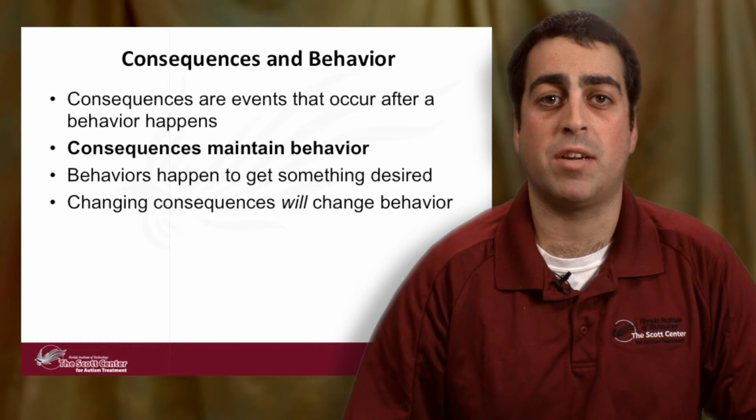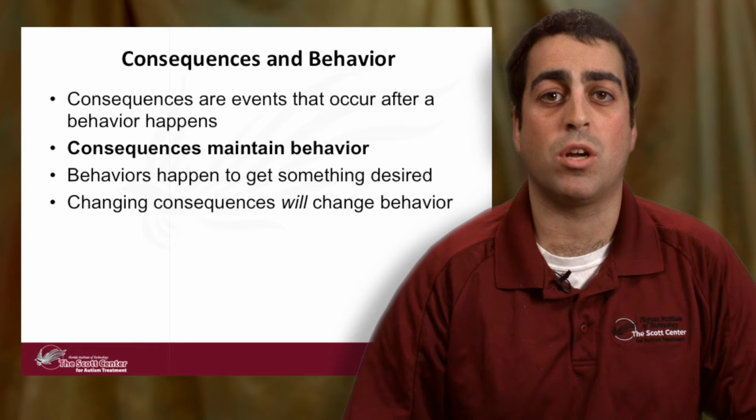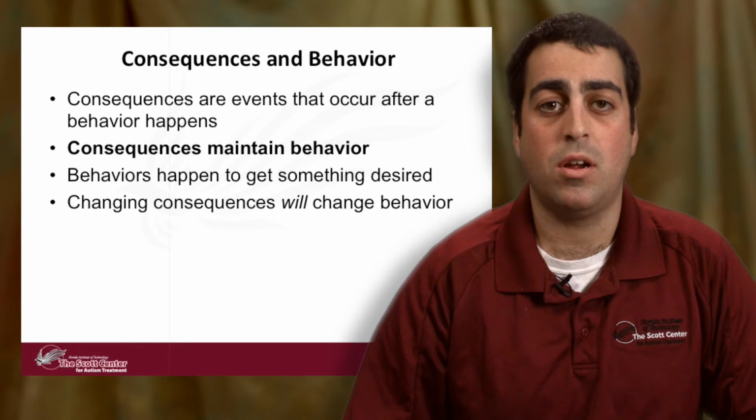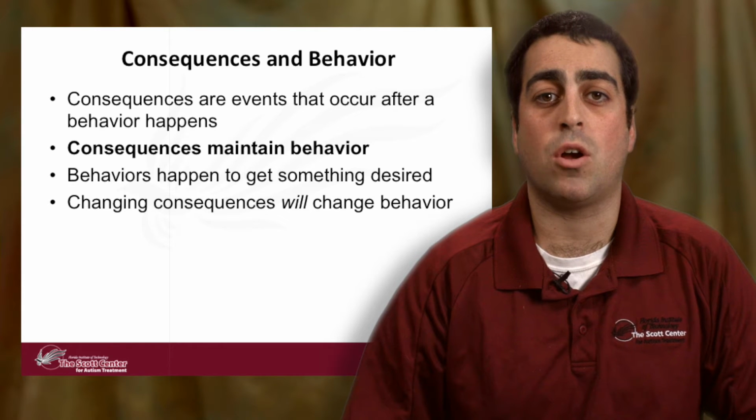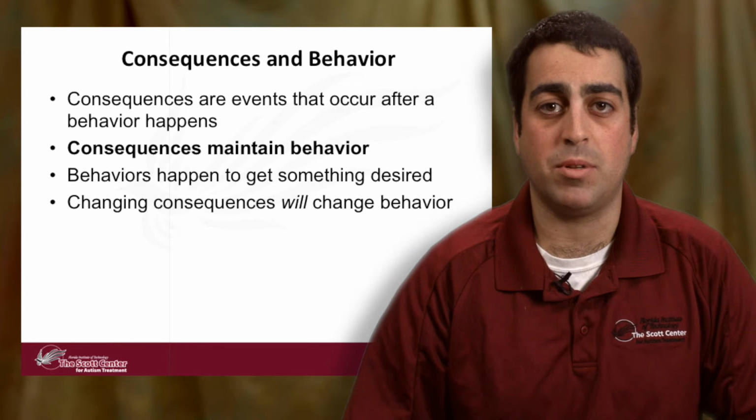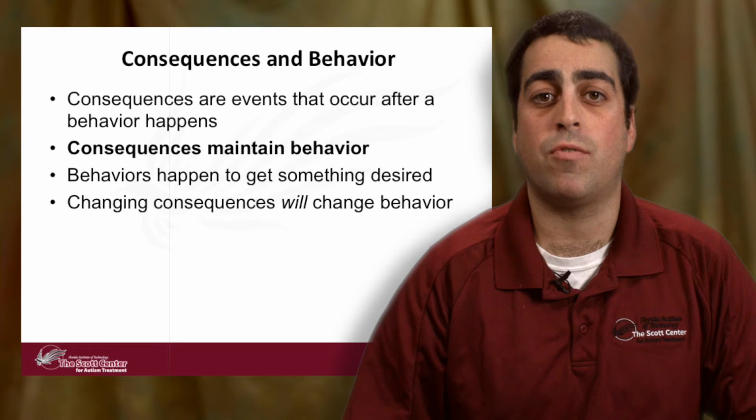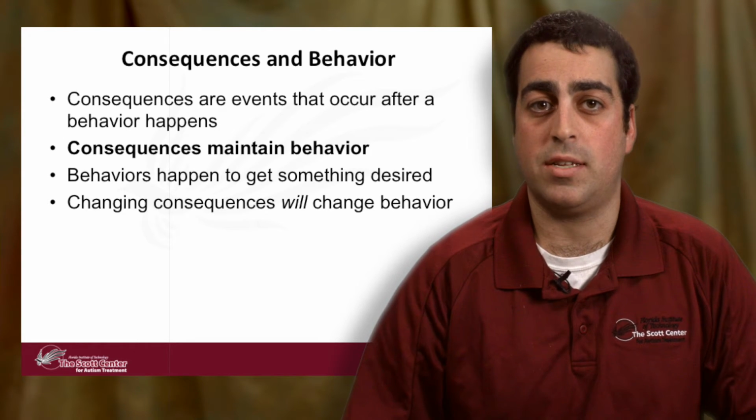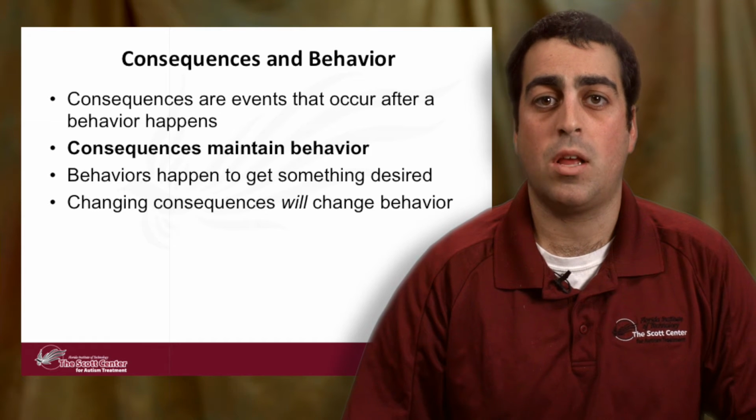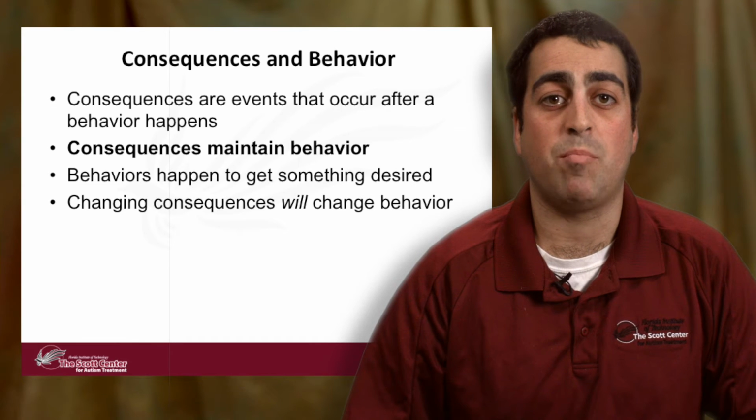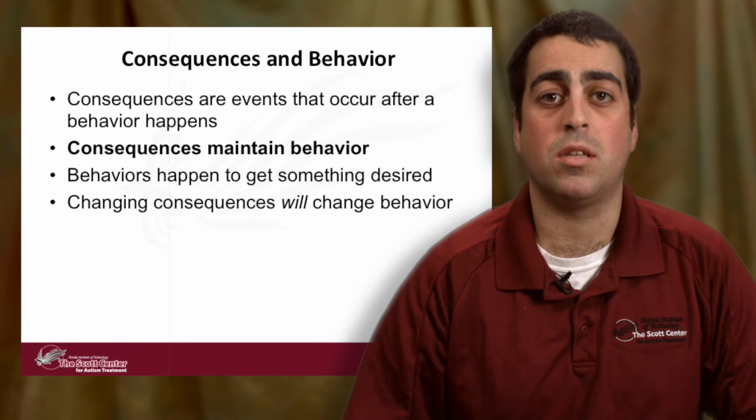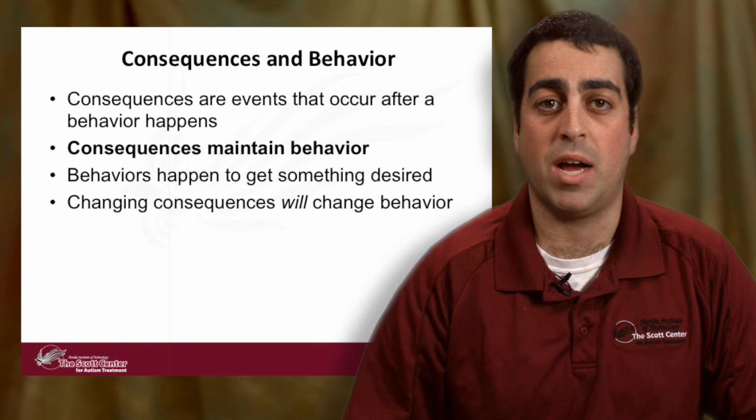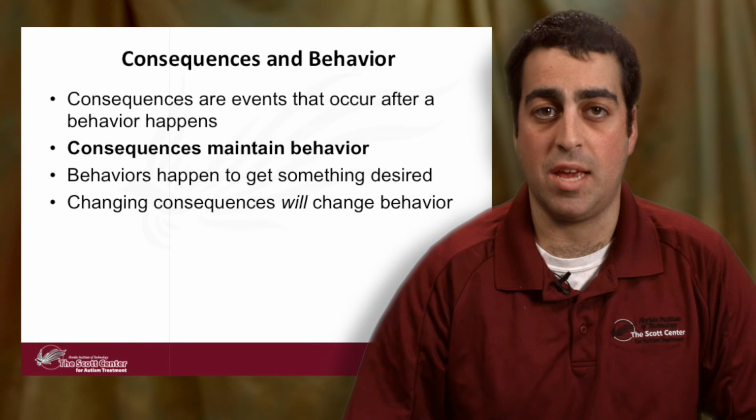Although antecedents can affect behavior, consequences are what control and maintain behavior. Remember that consequences are events that occur after behavior happens. Usually, this refers to events that occur right after the behavior happens, not later that day or the next day. All behaviors happen in order to get a desired consequence. If that person gets that desired consequence, the behavior is more likely to happen again in the future. This is what we mean by consequences maintain behavior.